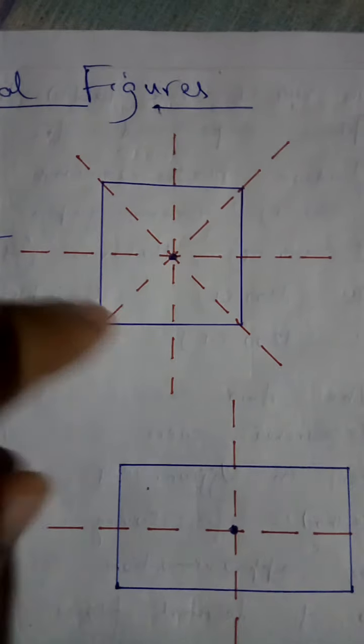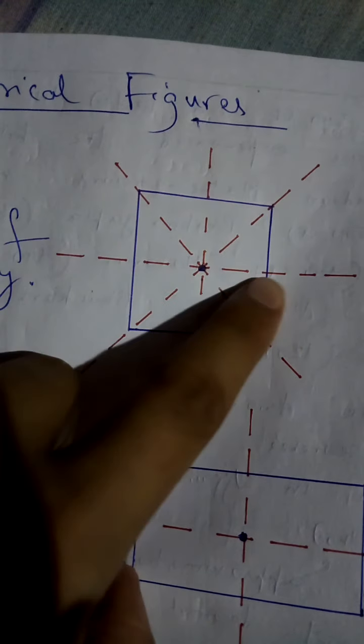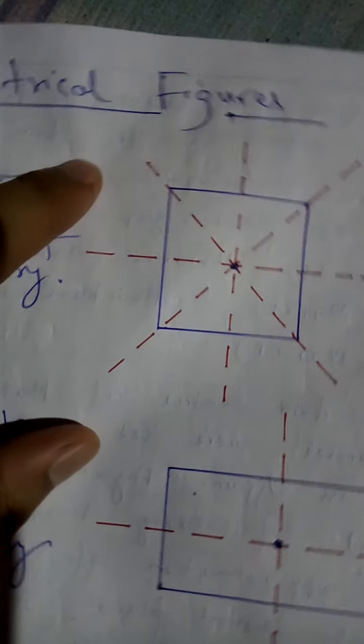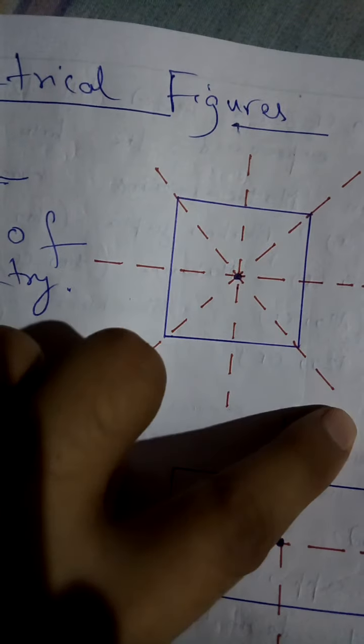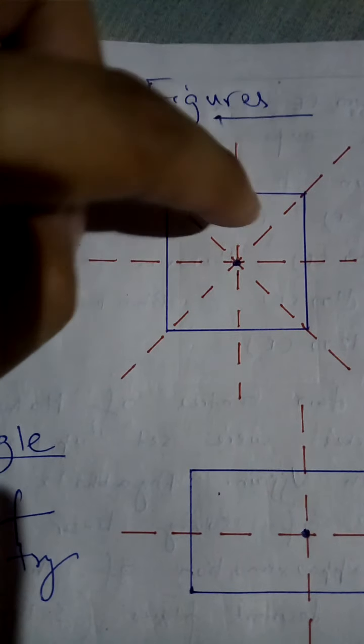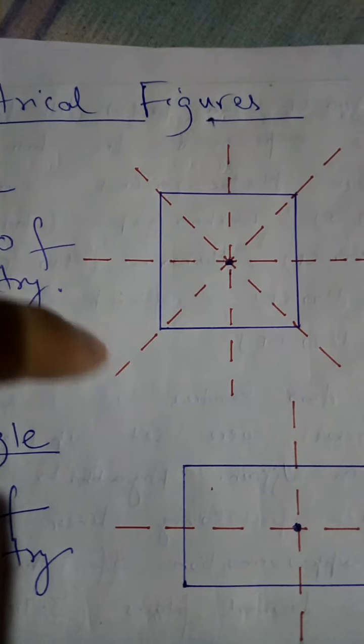So this is the figure. And one more thing, all these lines pass through one point, this point. All these lines pass through a single point. So keep it in mind, okay?